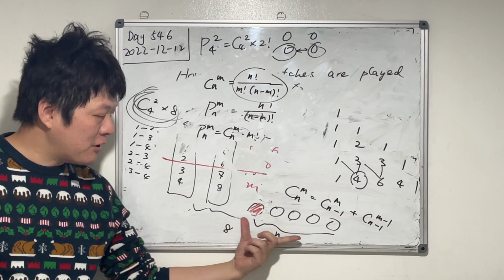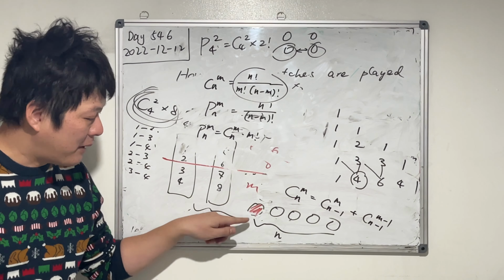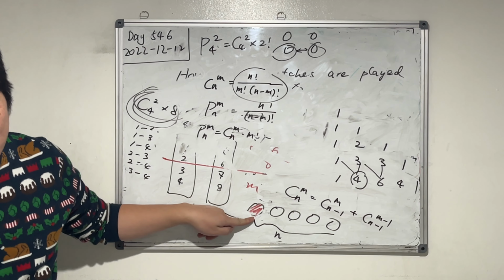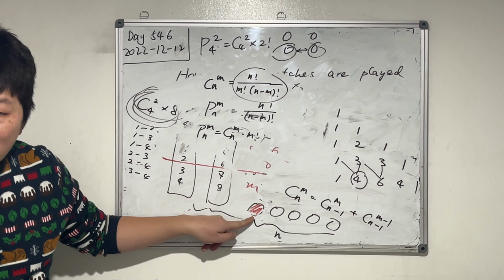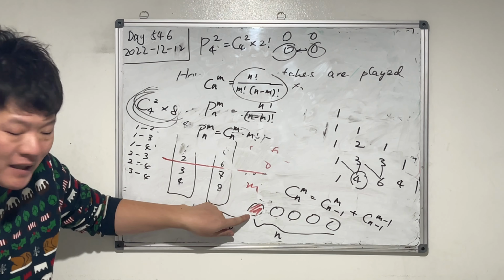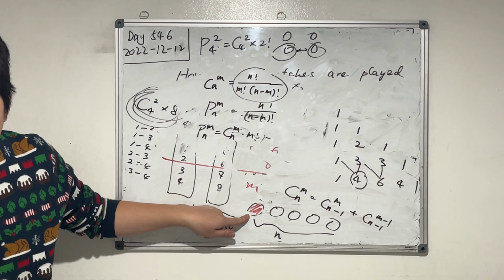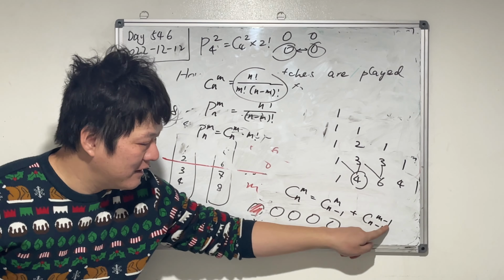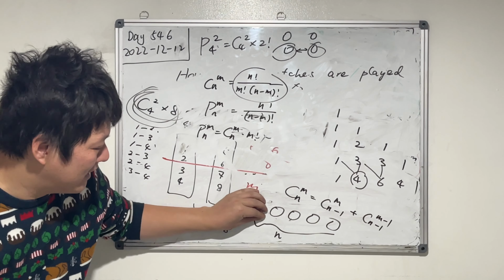N apples. I want to pick n apples. But for the first apple, how many ways can I make a choice? I pick it or I skip it, right? If I pick it, how many apples do I need to pick? n minus 1. Here is n minus 1.